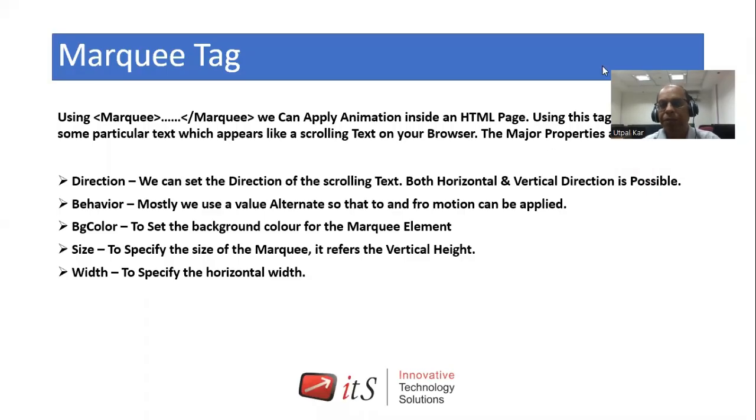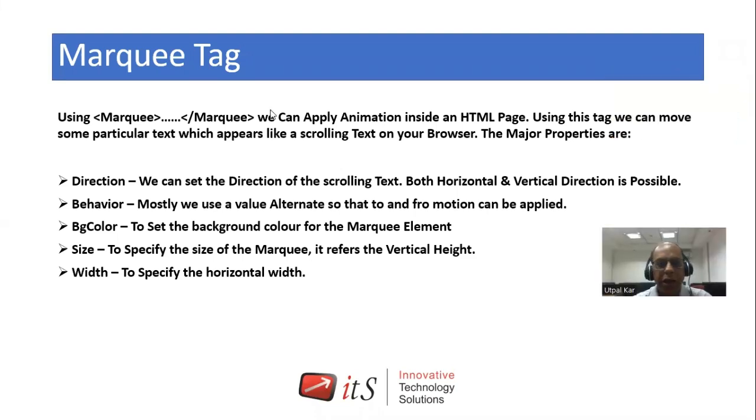In our today's video, we are going to discuss how you can apply animation effect into a simple HTML web page. So I'm sharing my screen so that all details can be equally visible. In HTML, there is a tag which is known as a marquee tag. This tag we can use to add some animated effect into our HTML page.